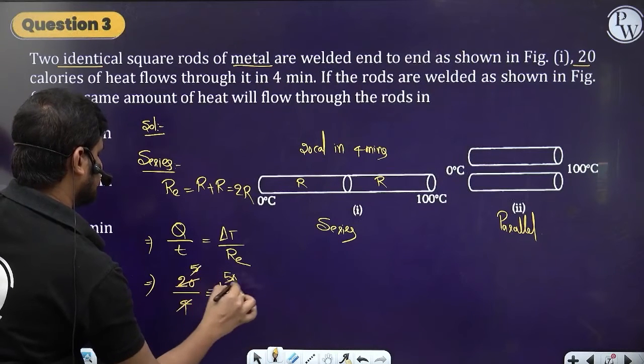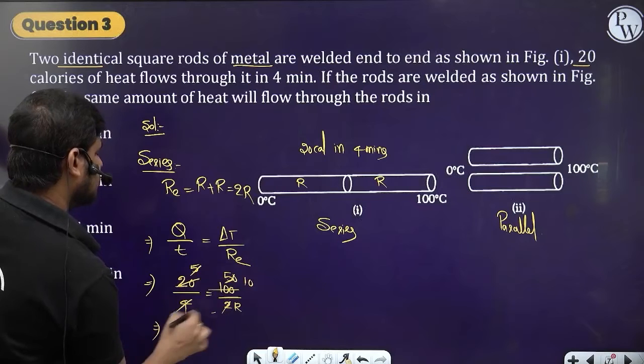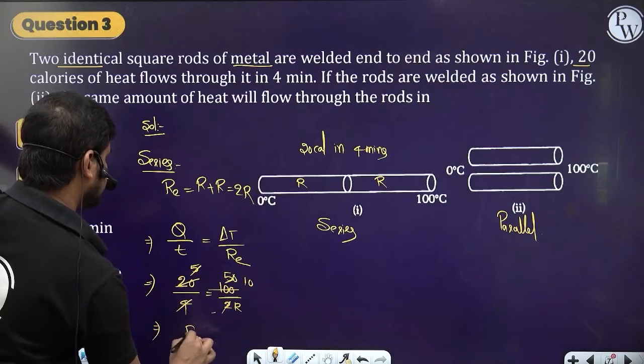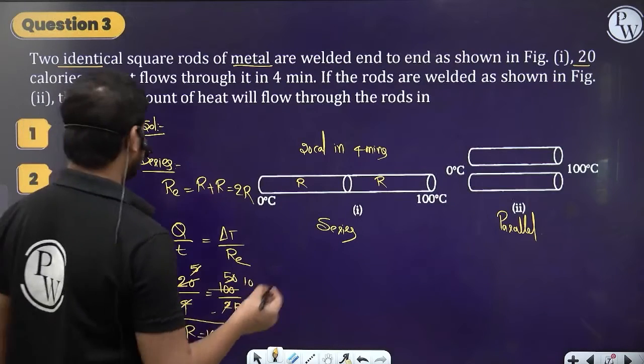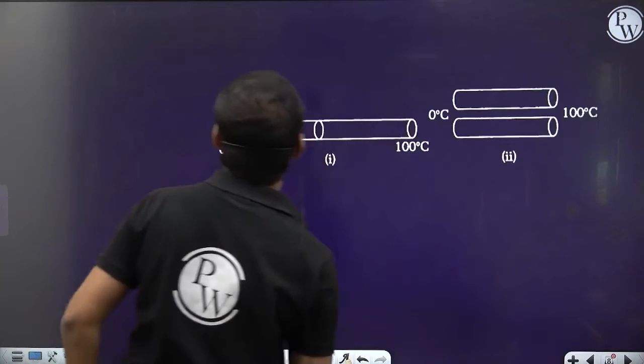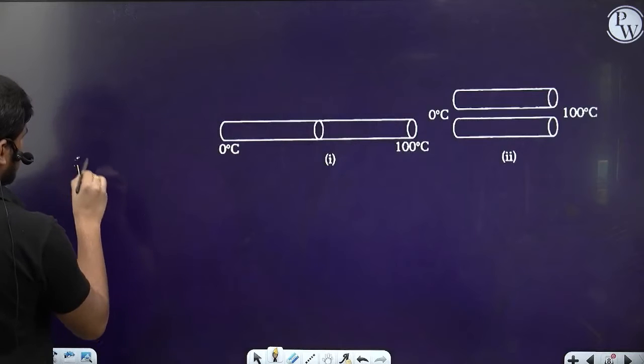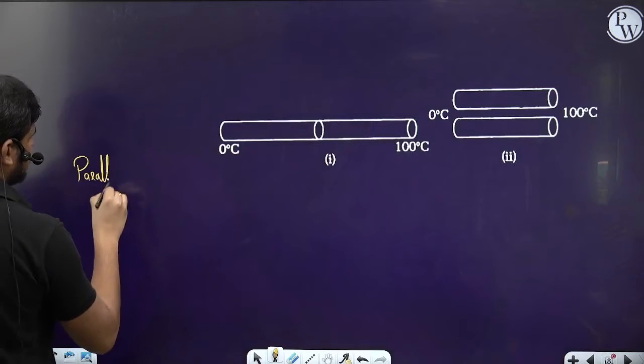So 5 ones are 5 tens are. So from here we get R is equal to 10, right? So then go for the second case, the parallel combination.